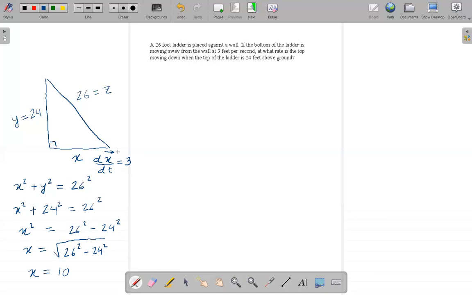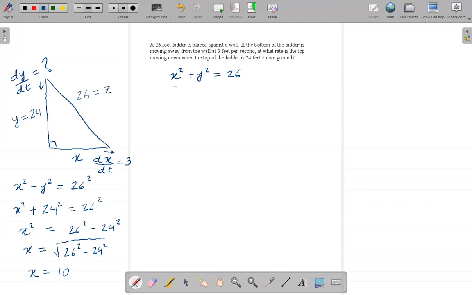Now let me write this equation here again. As we know, x squared plus y squared is equal to 26 squared. And now we are trying to find at what rate the top is moving down, or basically at what rate y is changing. We need to find that. We know dx over dt, we know x, we know y, but we don't know dy over dt.